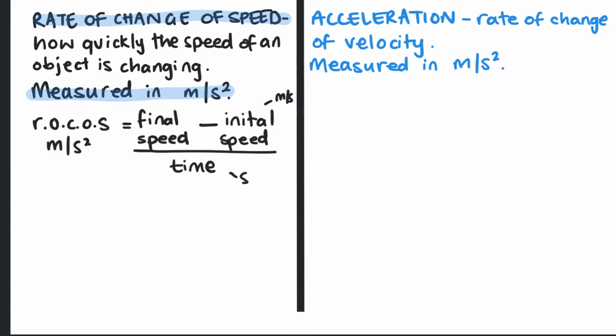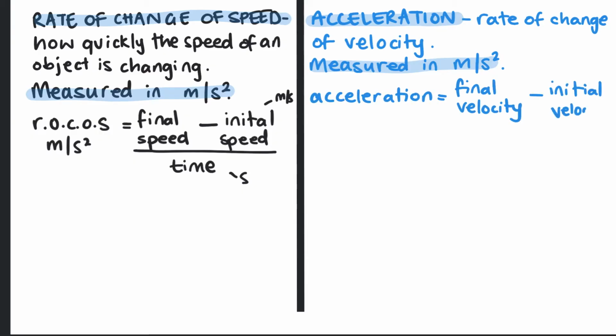When it's velocity that's changing, we don't call it rate of change of velocity, we give it a name, and that is acceleration. So acceleration is the rate of change of velocity. It is also measured in meters per second squared. So acceleration is the difference in the velocity at the start and at the end divided by the time taken. Again, velocities will be measured in meters per second, time measured in seconds, therefore acceleration is meters per second squared.